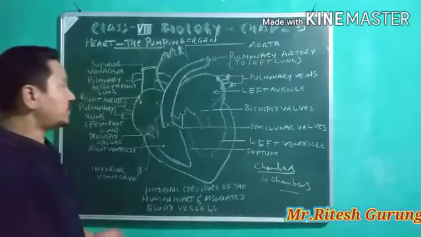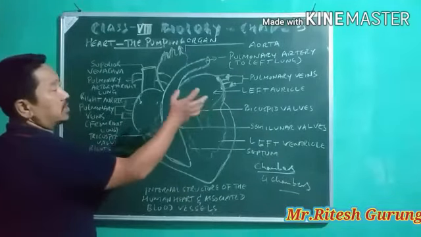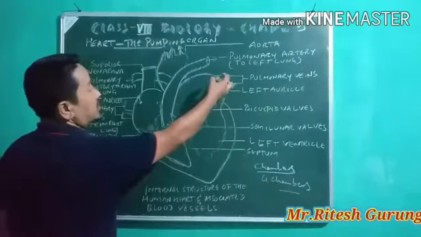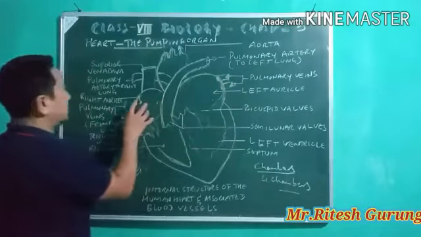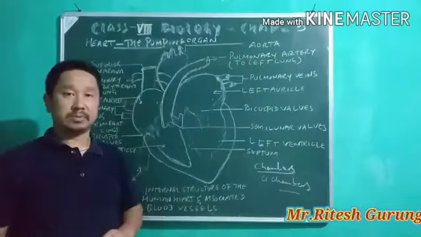Alright, and the blood actually flows through this. First, the upper chambers of the heart, that is your left auricle and the right auricle, first receive the blood. They receive the blood.